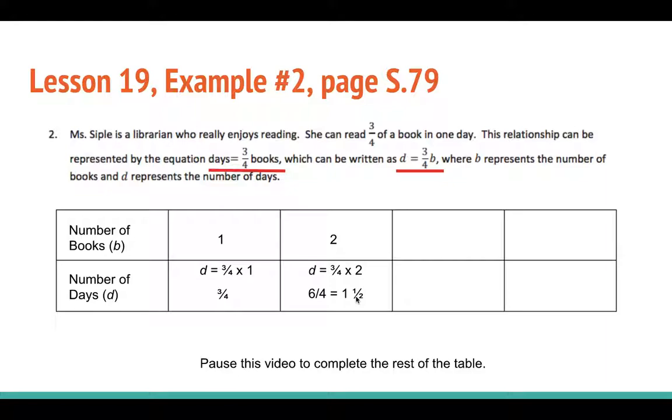So please pause this video to complete the rest of the table. How many days would it take her to read 3 books? And how many days would it take her to read 4 books?